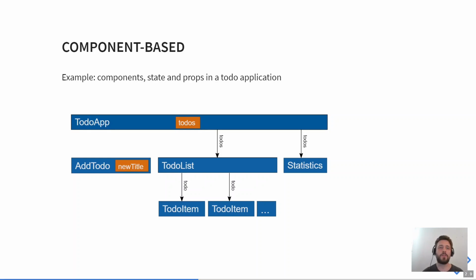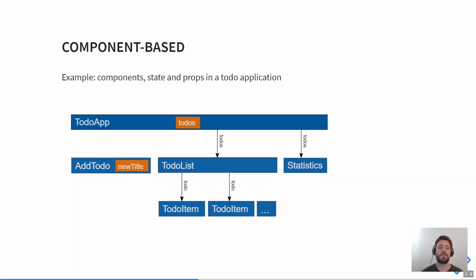There's one top-level component called to-do app in this case that contains the entire application. Often, the top-level component will also hold most of the state. Here, the state is shown in orange. We see that the most important part of the state, the array of to-dos, is actually included in the topmost component.